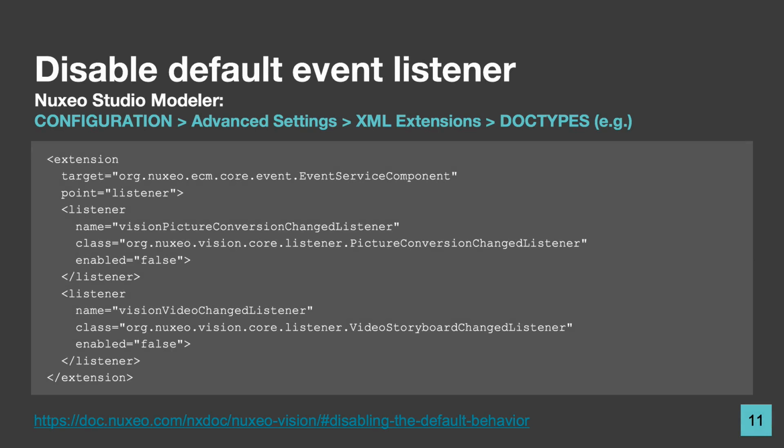So when we configure the Nuxeo Vision module, it comes with a default event handler, which by default, when you create a new image, will automatically upload that image to Google Vision and perform some tagging. So we're going to build our own. We're just going to disable the default event listener here. And we do that with another XML extension to the event service component. And you see that we have 2 listeners here, one for pictures and one for videos. So we're just going to disable both of those and build our own. And this is taken straight from the documentation where the link is at the bottom there.